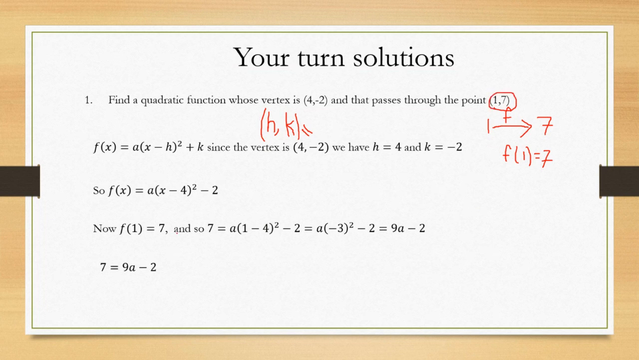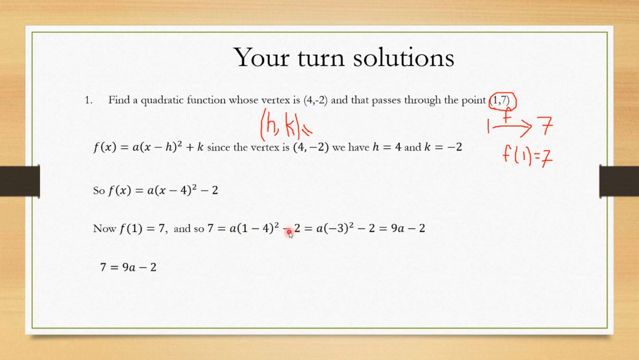As we can see, since f of 1 has to be 7, when x is 1, we must get 7. So from there, we get this equation. F of 1 is 7, and we're replacing x by 1. So from here, we get 7 is a times (1 minus 4) squared minus 2.